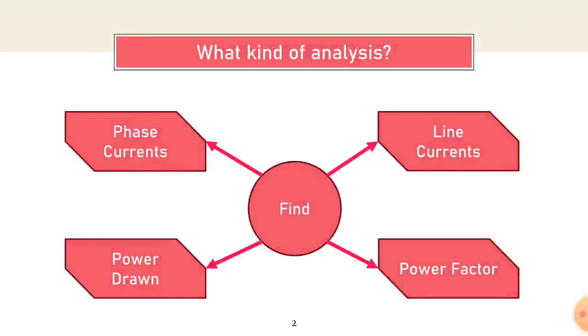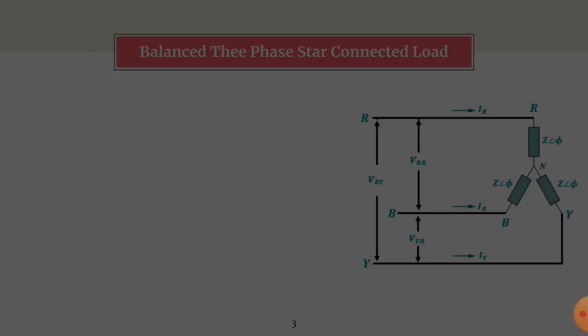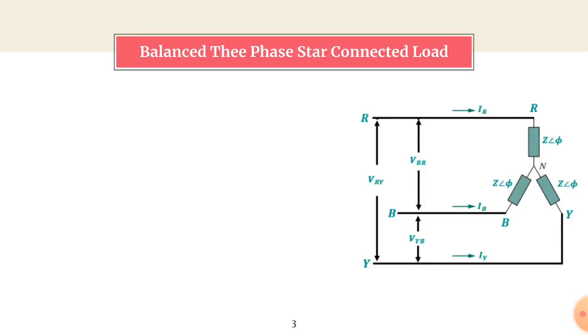Already we have seen what kind of analysis we are going to do. It is finding the phase currents and line currents drawn by the load, the power drawn or absorbed by the load, and then we will find the power factor. These are the kinds of analysis we are going to do. So let us consider a balanced three-phase star connected load. Here the load is connected in star.